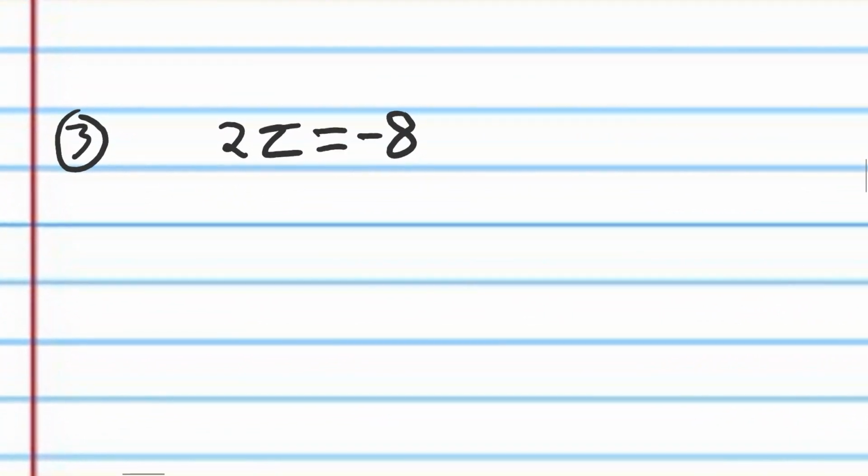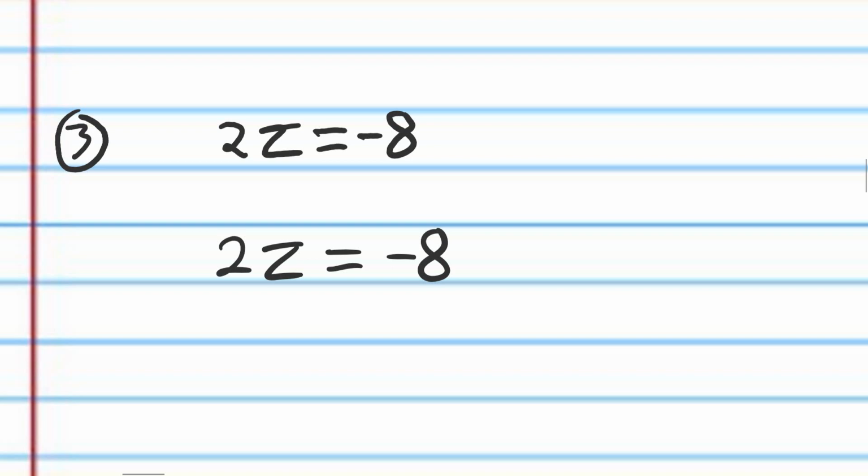All right, number 3. Now it's important for us to, well, first of all, let's just rewrite the equation. That's step 1. And then step 2 is we have to isolate z. We have to get it by itself. Z is not by itself because the 2 is next to it. So we have to get rid of that 2.